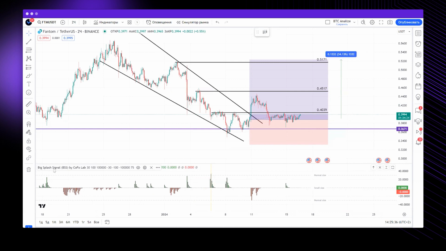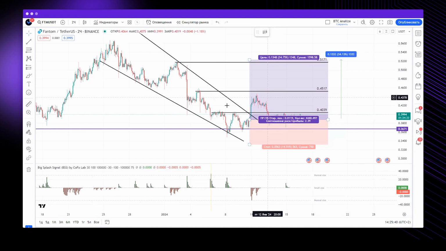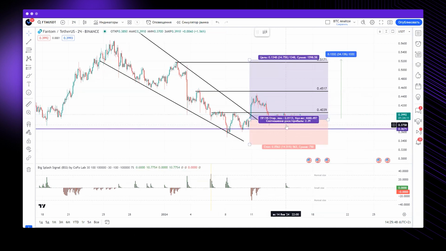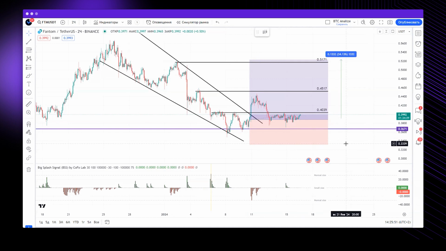Also, by examining the Big Splash signal from CoFo Lab on the tools, we can see that in this range the market maker was buying back. Purchased at 39 cents, at 35 cents, and also at approximately 37 cents. This indicates that a position is being formed and accumulated here, so for me as a day trader this setup is justified and I would try to work with it. So let's move on. We still have two setups, Arbitrum and Tron.